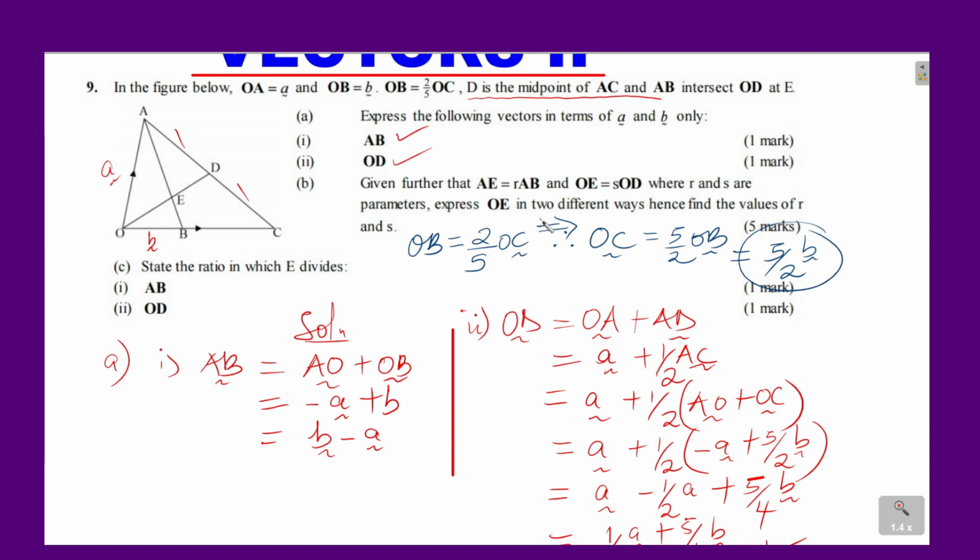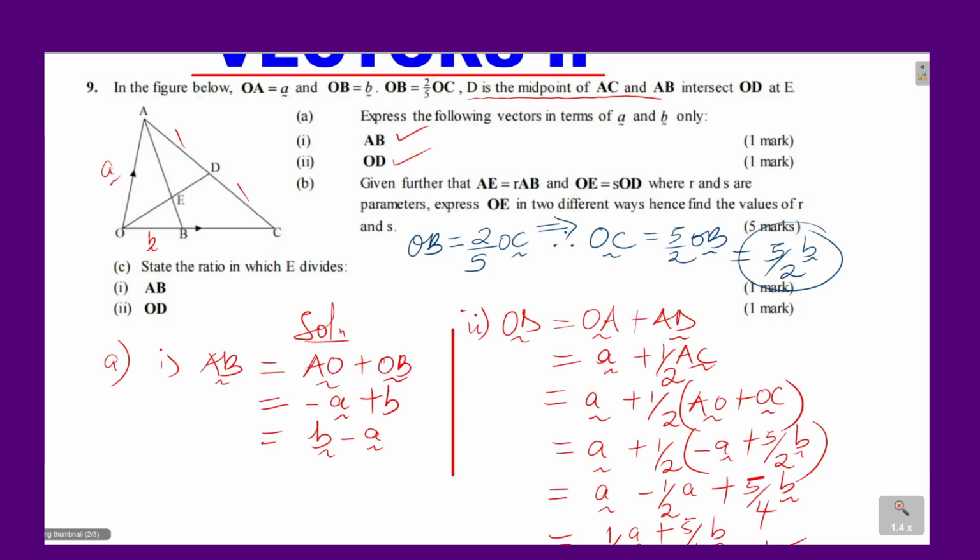Express OE in 2 different ways. So let us express OE in 2 different ways. The first way will be this one: OE is equal to S OD. That is the first way.